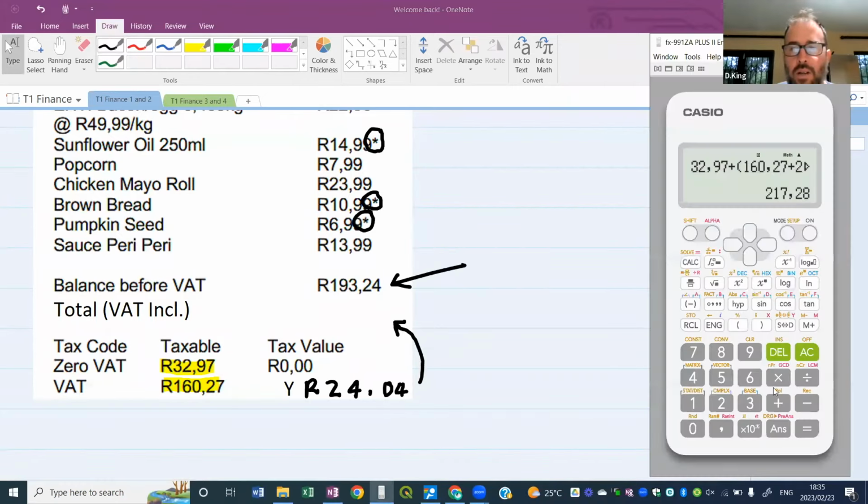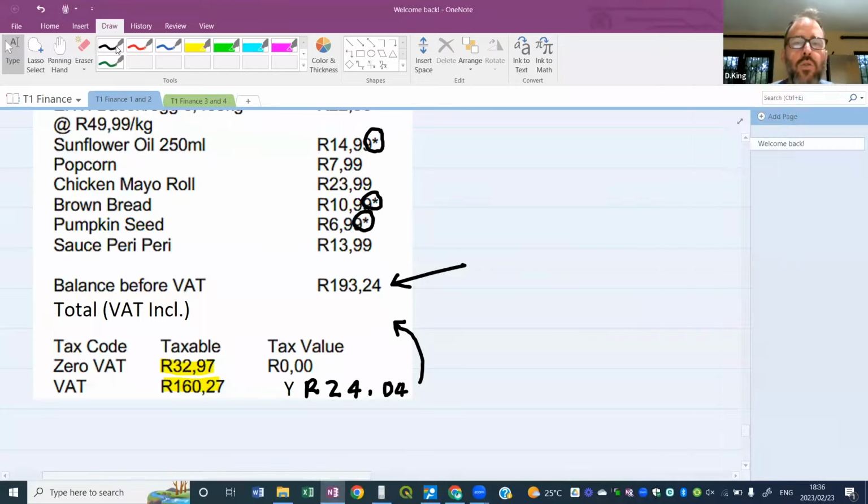You would take 193.24, which is the total of all your goods, zero or non-zero, and multiply by 1.15 and get 222 Rand and 23 cents. So if you had to charge VAT on everything, it would be 222 Rand and 23 cents. In fact, I'm going to write that down. 222 Rand and 23 cents.